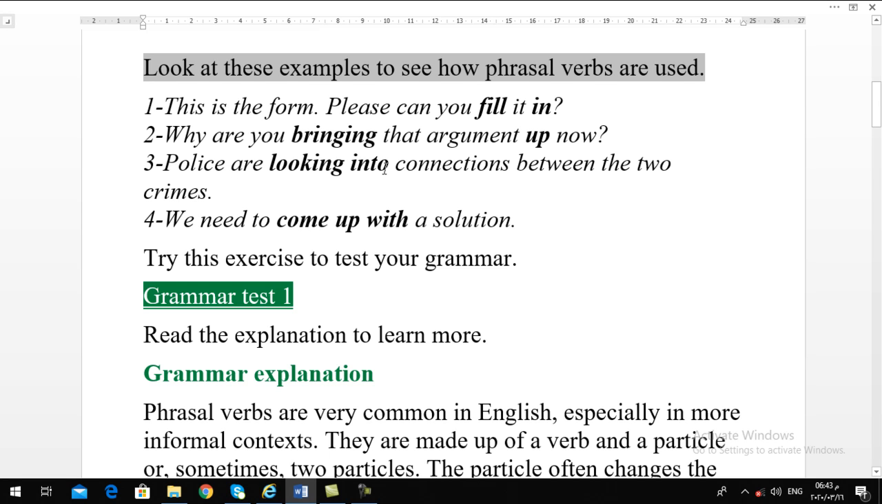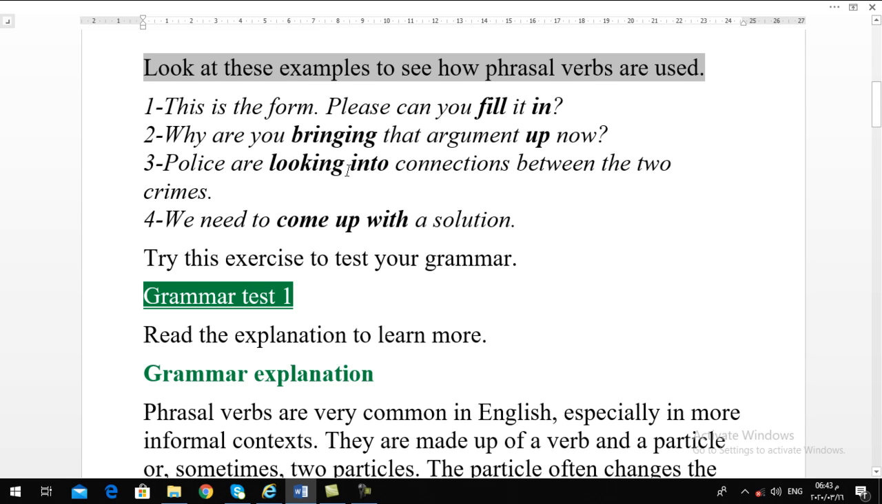Police are looking into connections between the two crimes. You know the meaning of look? Look means to use your eyes, this is eyesight. But look into here means examine the facts about a problem. So what changed the meaning of look to be investigate or examine? The particle into. So we have a new phrasal verb, look into.